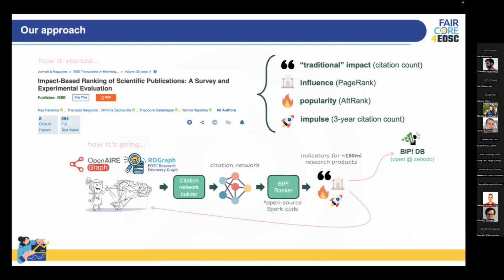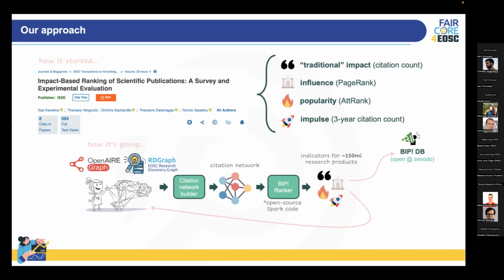As the first step, we have extracted citation relations from the graph, and we have constructed the citation network, on top of which we calculate those impact indicators with an open source Spark library that we have implemented. So the idea is that we enrich the graph. We calculate those impact indicators on top of the citation network, and then we enrich the graph with the calculated impact indicators, and we also publish them as a separate data set on Zenodo.